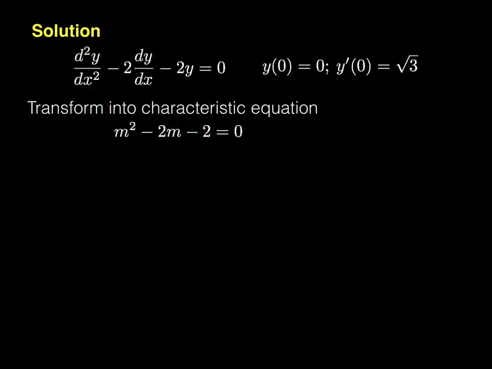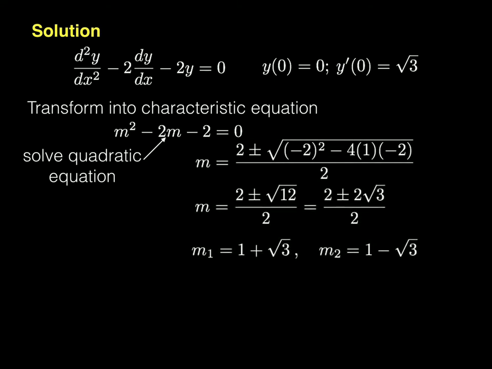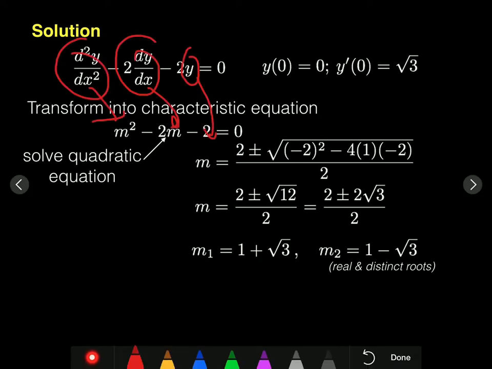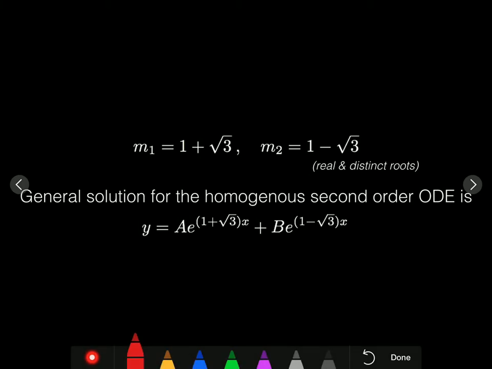So once I have this, I'm going to solve for the quadratic equation. Because of this, I need to use the formula, and this is what I get here. So this is the real and distinct roots, and because of real and distinct roots, I can just refer back to the table that I have here, and then this is what I get here. Because this is my m1, this is my m1, this is my m2. So this is my general solution.